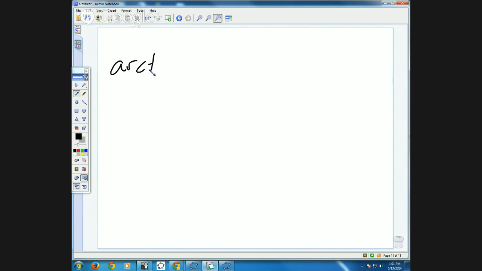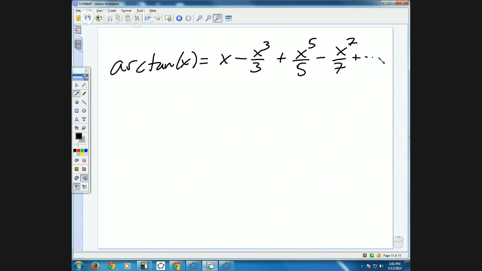So the arctangent of x is equal to x minus x cubed over 3 plus, oh my gosh, check this out. Oh, this is awesome. Wait till you see this. This just made my day.